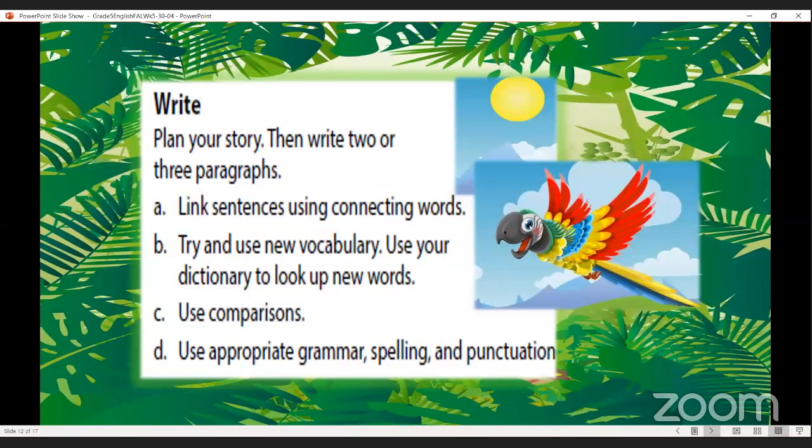Okay, so now it's your turn. All right. So you are going to write your story. You're going to plan your story, and you're going to write 2 or 3 paragraphs. Use connecting words or conjunctions to link sentences.